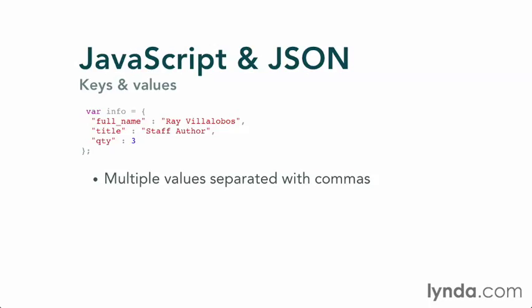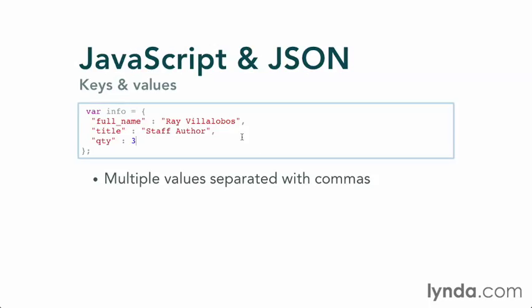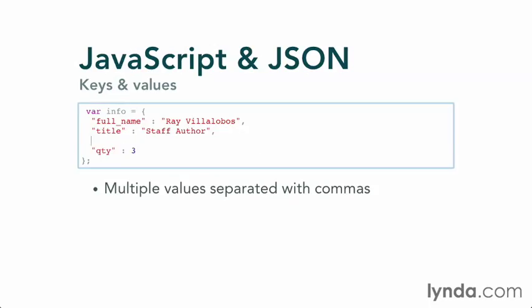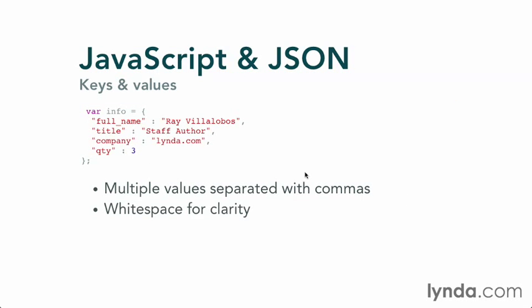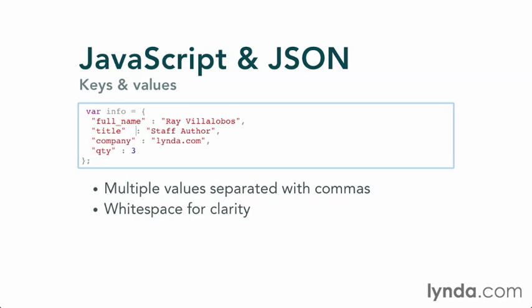Multiple values are separated with commas, so if we wanted to add something here, then I can just type return, I'll put a couple of spaces, and I'll add another key, and then I'll place a value on that key, and I would need a comma at the end. Now notice that the last element doesn't need a comma. You can use white space for clarity if you want to, so you can add any number of tabs, spaces, or carriage returns, and it won't affect the object in any way.